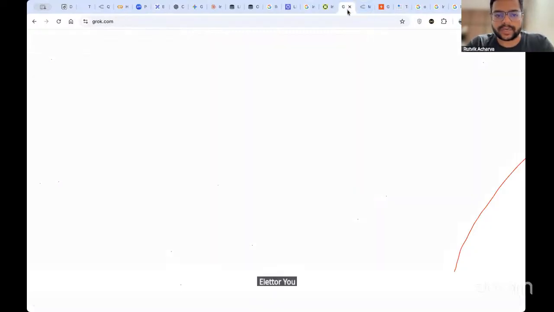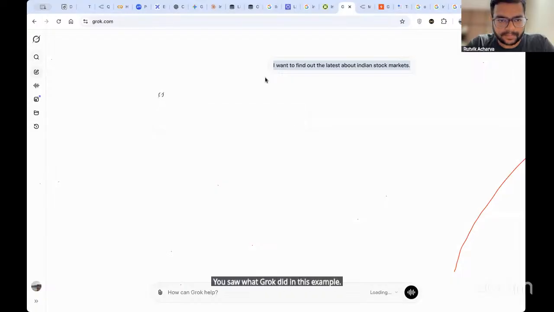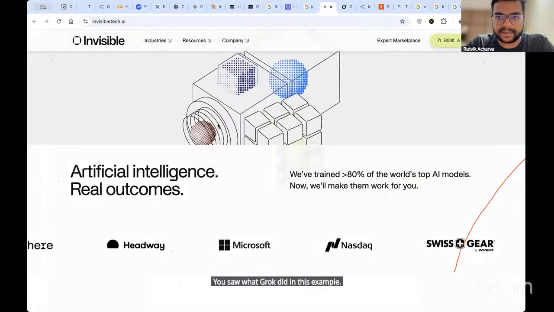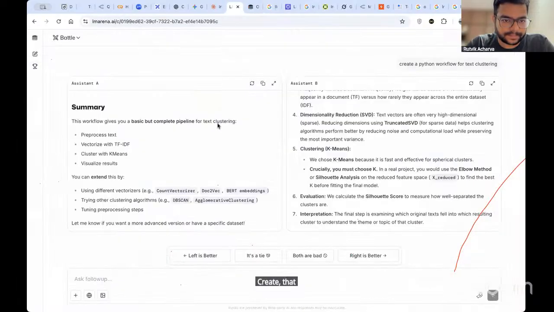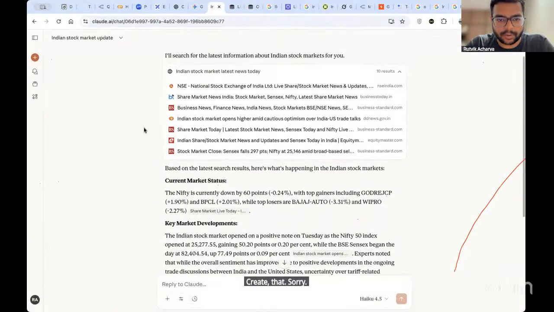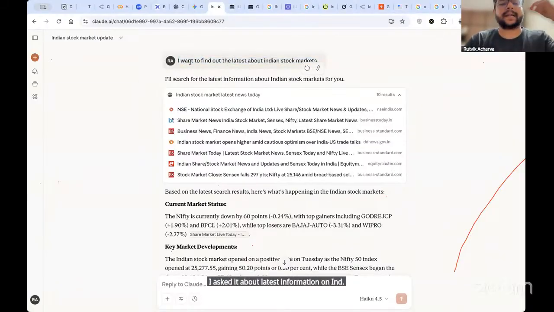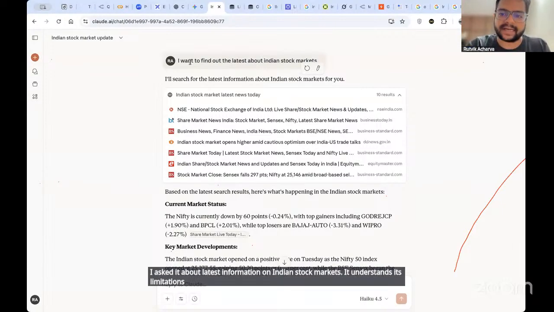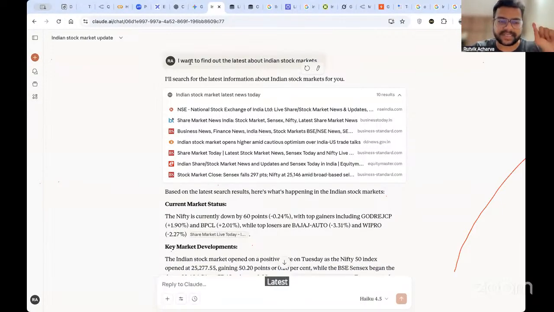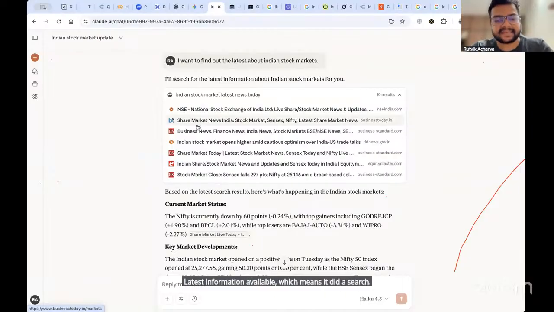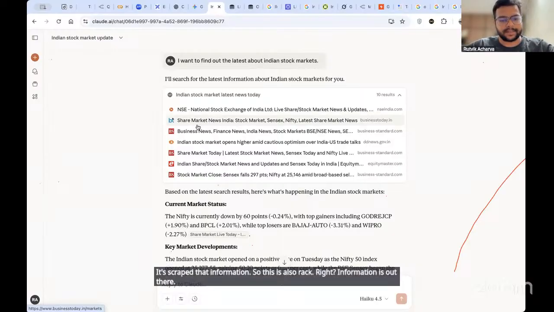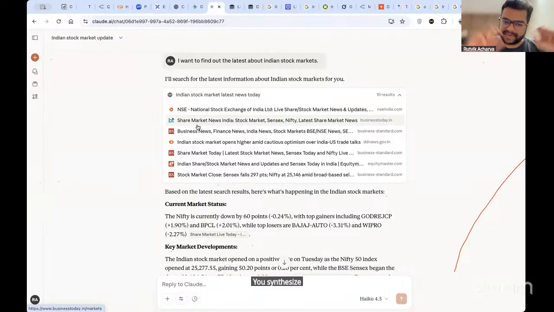You saw what Grok did in this example. Where did we create that? Sorry, we used it in Claude, right? I asked it about the latest information on Indian stock markets. It understands its limitations, that it does not know the latest information available, which means it did a search. It scraped that information. So this is also RAG, right? Information is out there. You synthesize it, search for it, find the relevant things, and basis that information, you do this. Make sense?